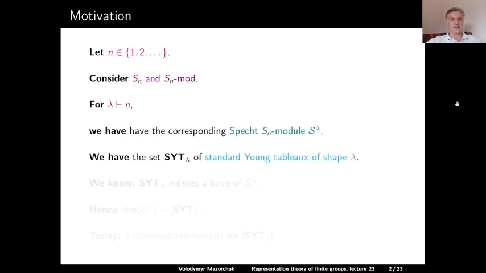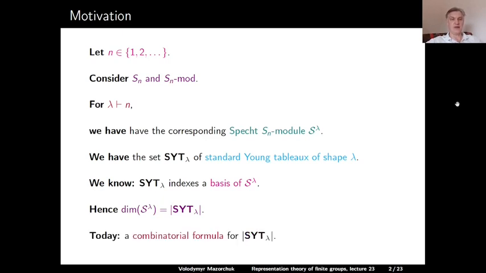Further, we have the set Syt lambda of all standard Young tableaux of shape lambda. And we have also seen that this set indexes a natural basis in the Specht module. In particular, the dimension of the Specht module equals the cardinality of this set. The main aim for today is to give a combinatorial formula for the computation of the cardinality of the set of standard Young tableaux of shape lambda.